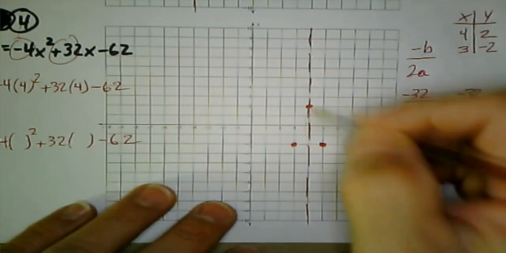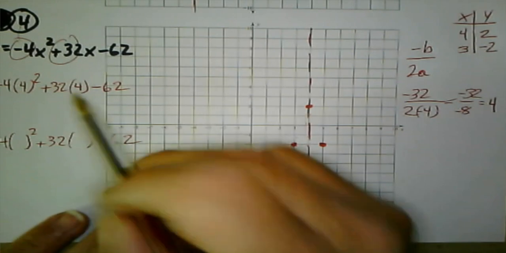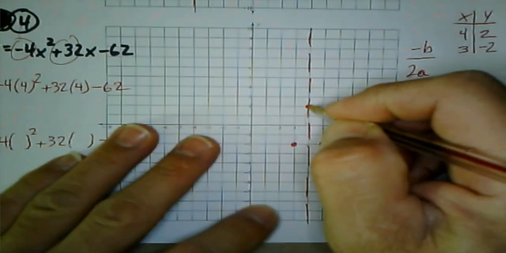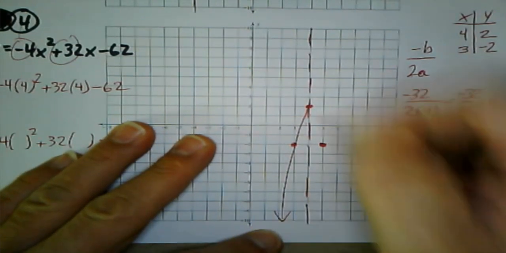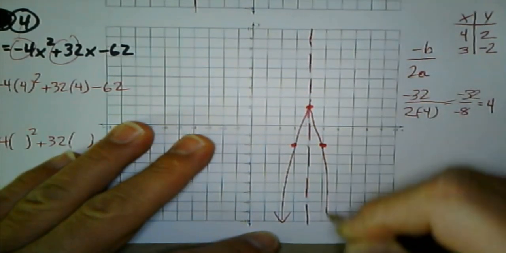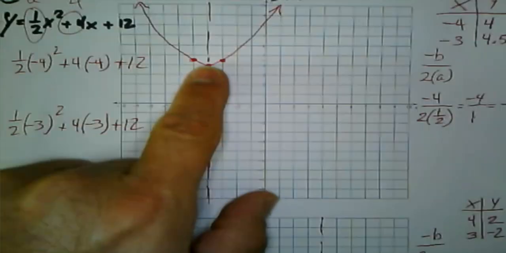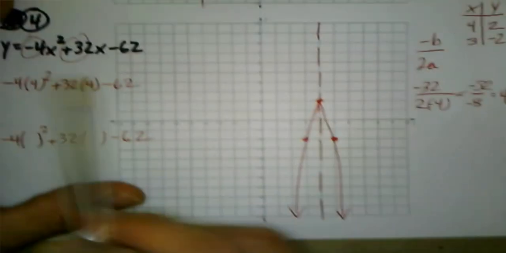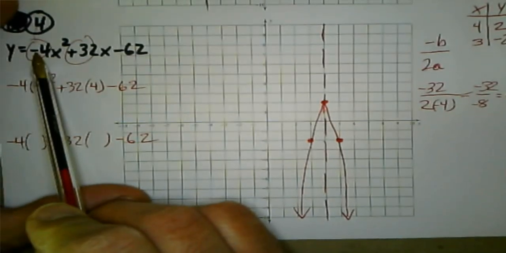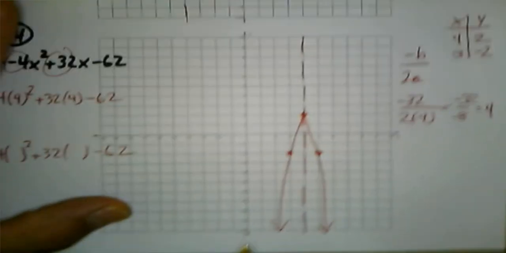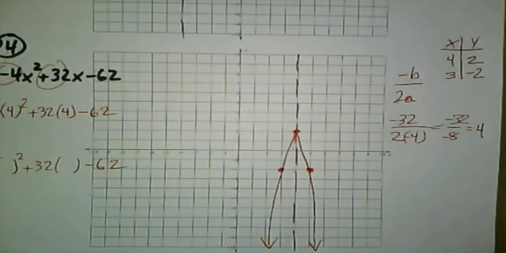Yes, it does seem very far away compared to normal, but it's because there's a 4 in front. It really stretched this one. So this is going to be a very skinny parabola, whereas the half made it fatter. The -4 made it go down and skinnier. Okay? There you go. Got the next 4, guys.